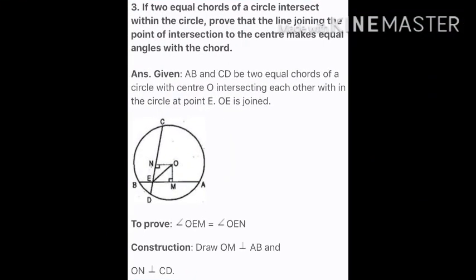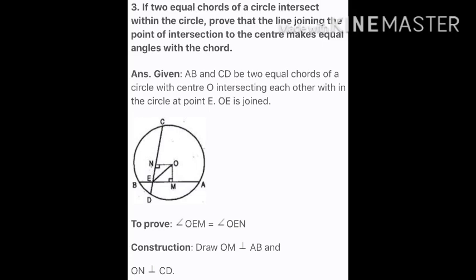Now the question number 3. If two equal chords of a circle intersect within a circle, prove that the line joining the point of intersection to the center makes equal angles with the chords. Everyone draw this figure. Now given, AB and CD are two equal chords of a circle with center O intersecting each other in the circle at point E. OE is joined. Proof. Angle OEM is equal to angle OEN.